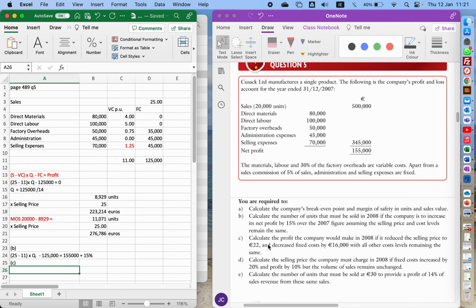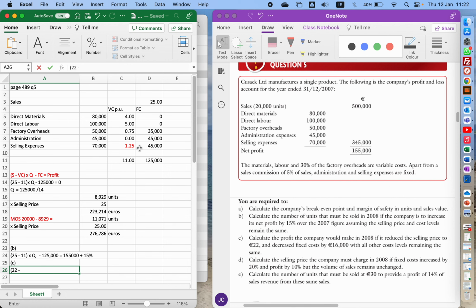Okay, calculate the profit made if we reduce selling price. So now we're changing selling price, so therefore our variable cost per unit is going to change because selling expenses is going to change. Now we're going to reduce selling price to 22 and decrease fixed cost. So if the selling price was 25, that means selling expenses is 1.25, which is 5% of 25. If it's 22, 5% of 22 is 1.1. So that means our variable cost is going to go down from 11 down to 10.85.